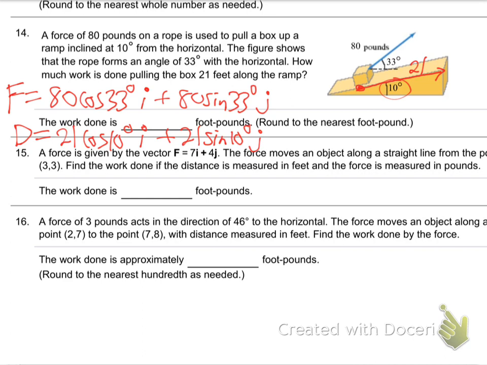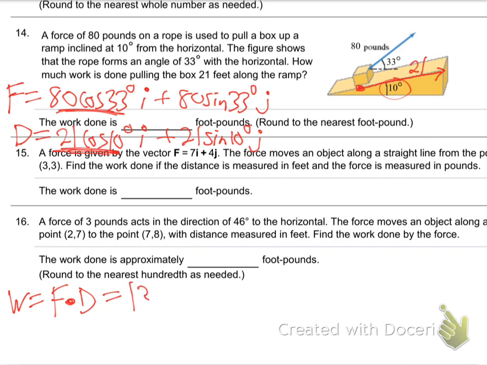Work is force dot distance, which means you take the I times the I, drop the I's, right? Just use your calculator. 80 cosine 33 times 21 cosine 10. I'll do that too. See what we get here. Just do it all in one big thing. 80 cosine 33 times 21 cosine 10.